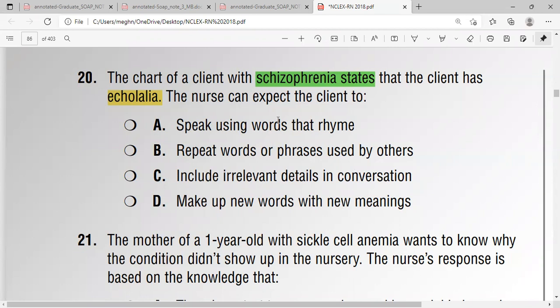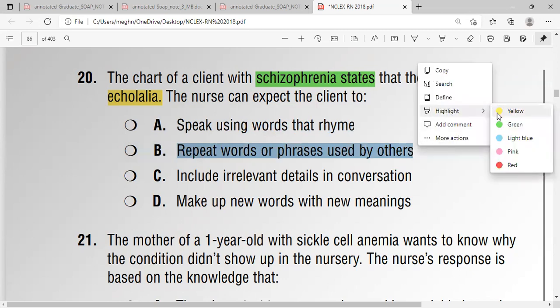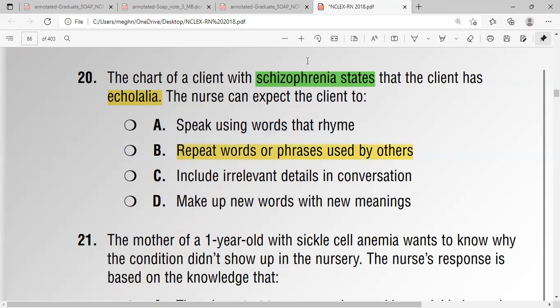The examiner is actually asking what the meaning of echolalia is. The correct answer is number B, repeating the words or phrases used by others. If you say cat, they will say cat. If you say dog, they will say dog, and they can repeat it again and again. So the client with echolalia will repeat the words or phrases used by others.